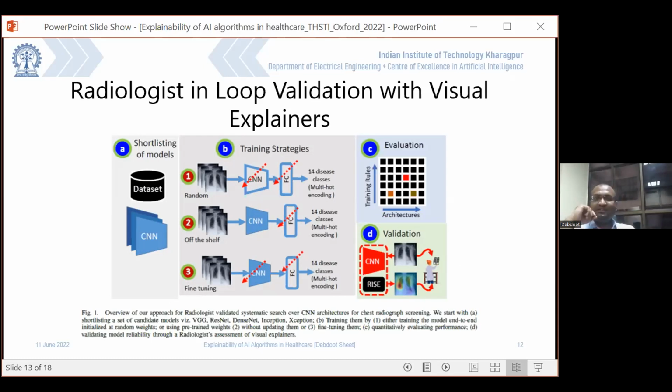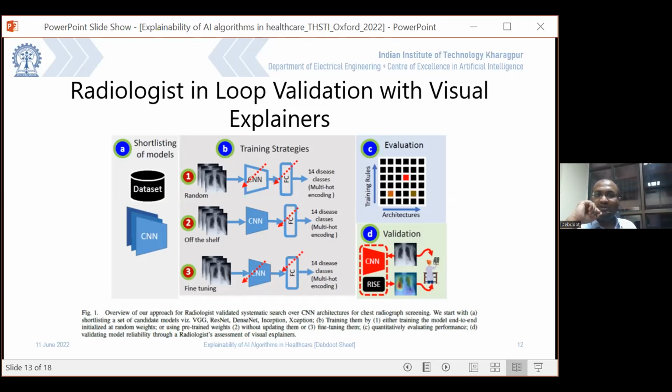You take an architecture, you have all the weights and everything which is randomly initialized. You train it from scratch. You take another case, where you take an off-the-shelf architecture, and you don't modify the weights of the CNN, but you just modify the weights of the final layer, the decision layer. You take another one where you are doing fine-tuning all through the architecture of the CNN. And this is the pre-trained network.